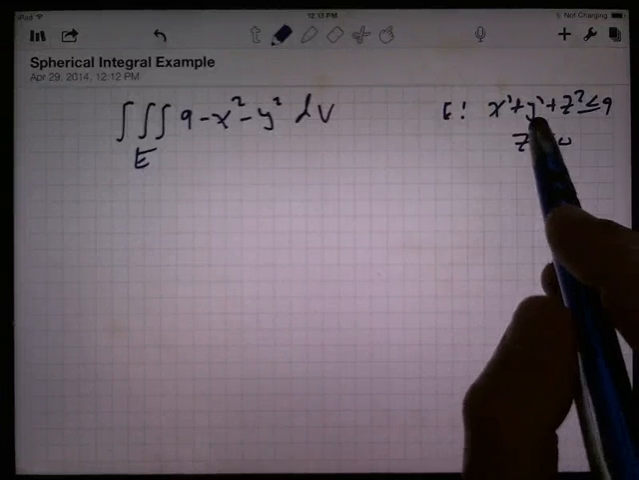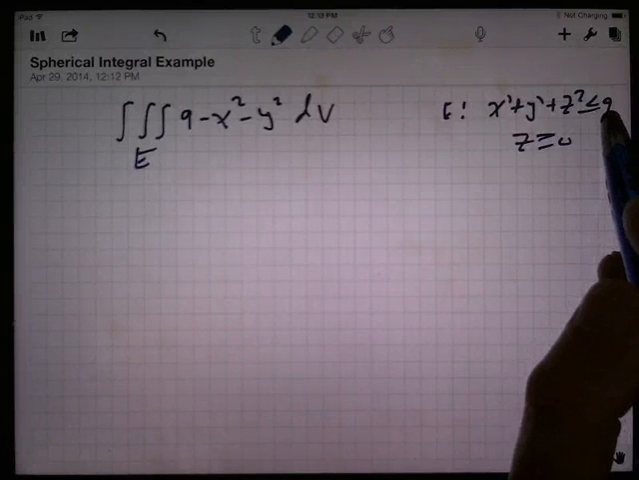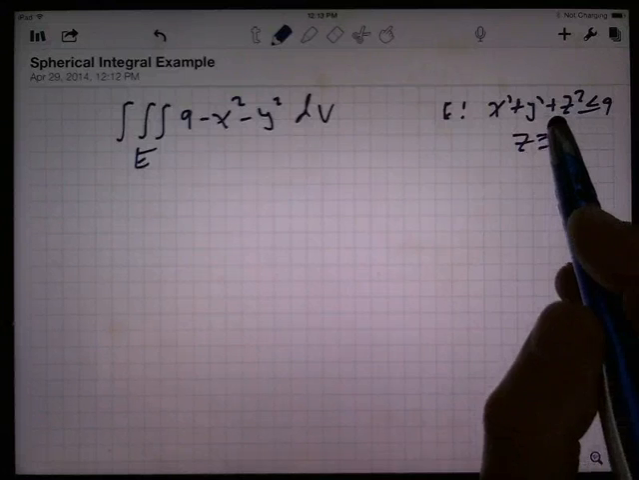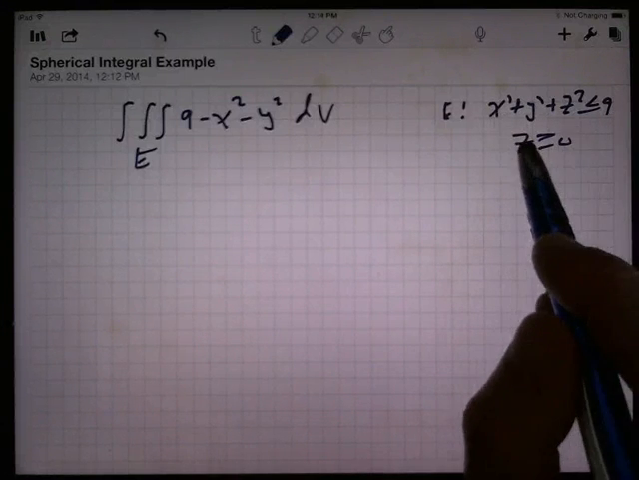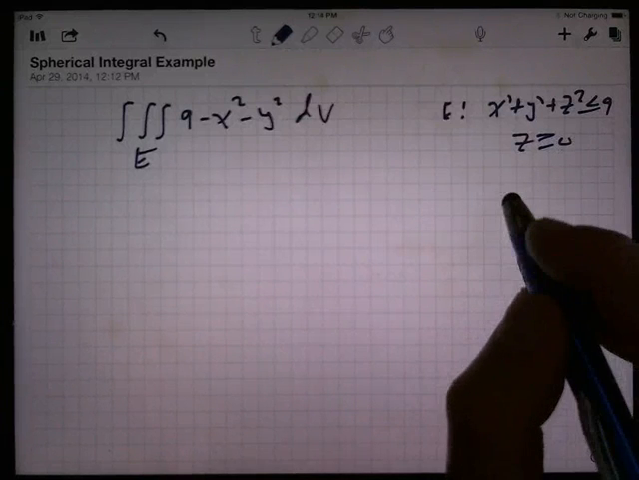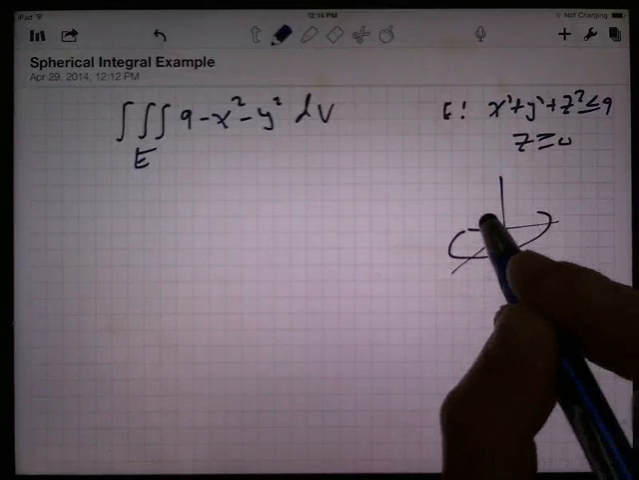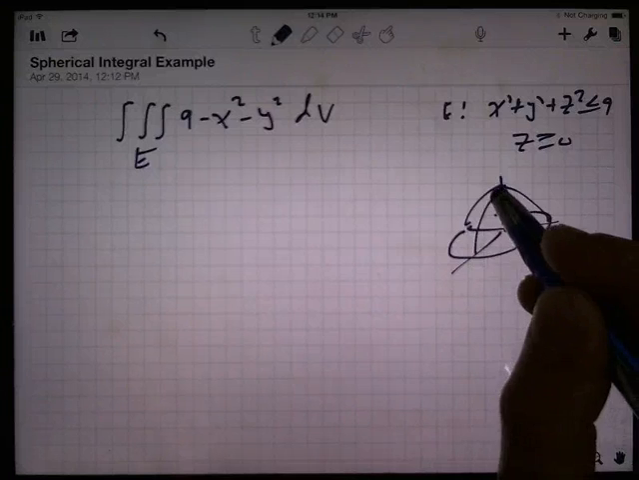So if this was x squared plus y squared plus z squared equals 9, we'd be talking about the sphere of radius 3 centered at the origin. To say less than or equal to 9 means you take the interior of that, because you want everything that's closer to the origin than 9. And then to say that z is positive tells me that we're looking at the upper hemisphere. So there's the base, radius 3, and we just have the top.